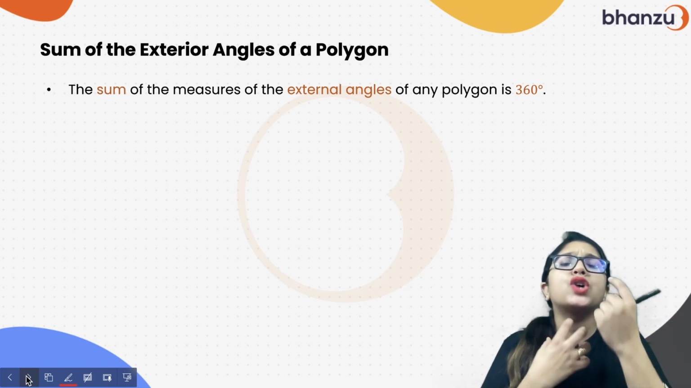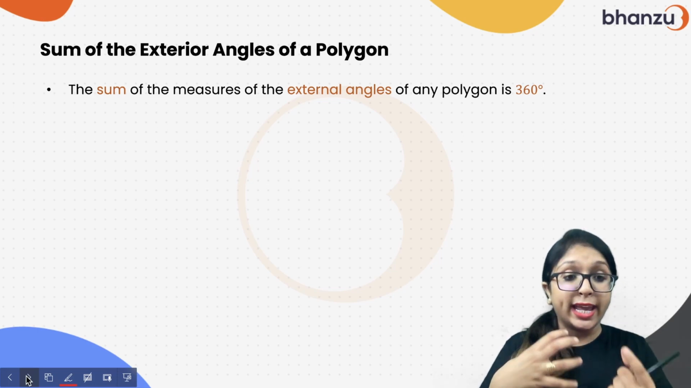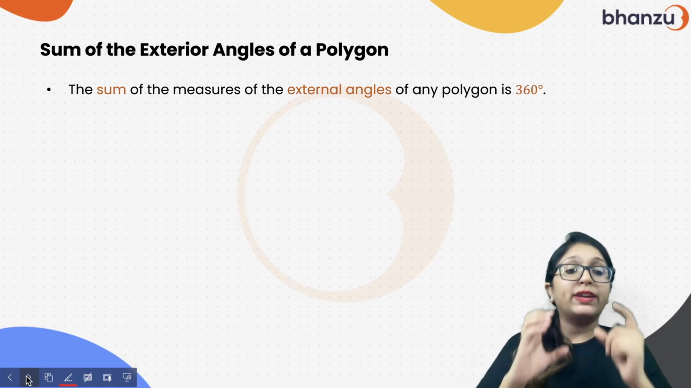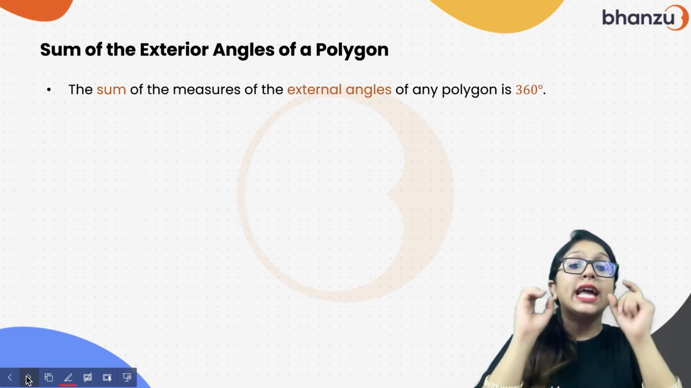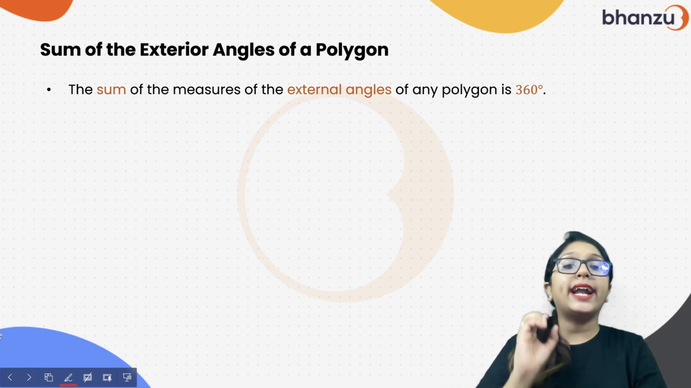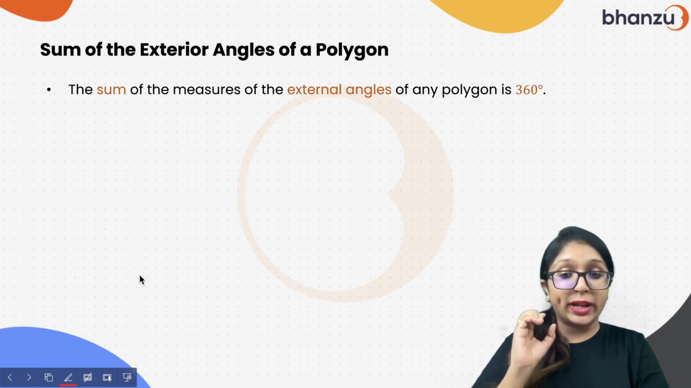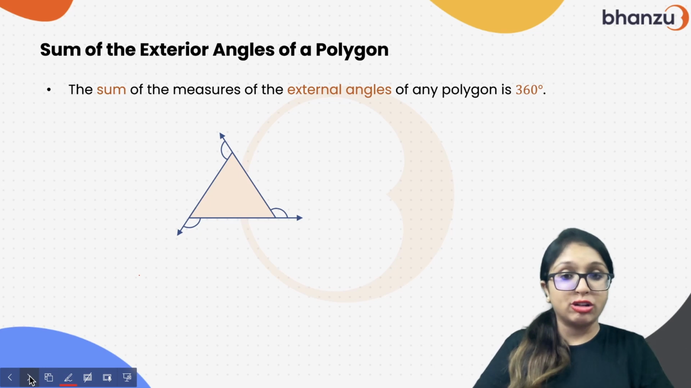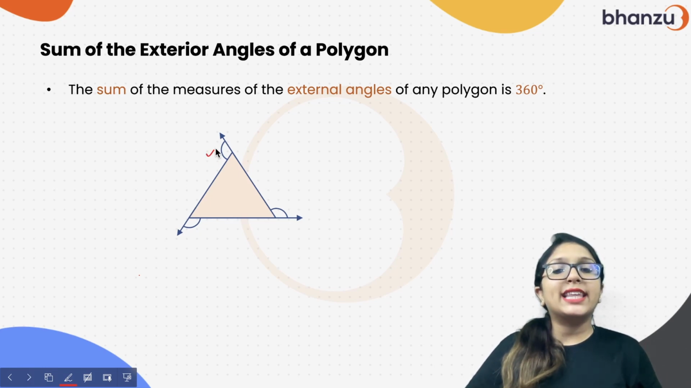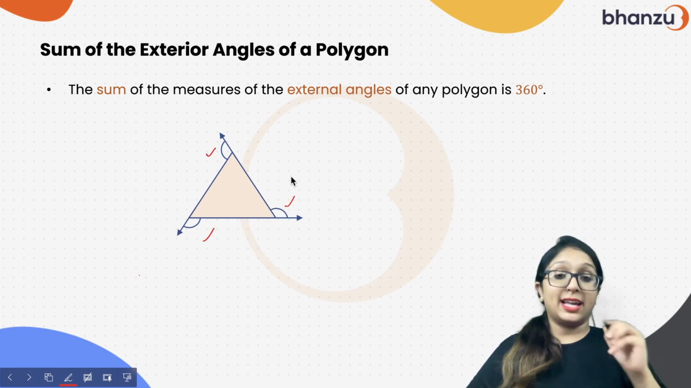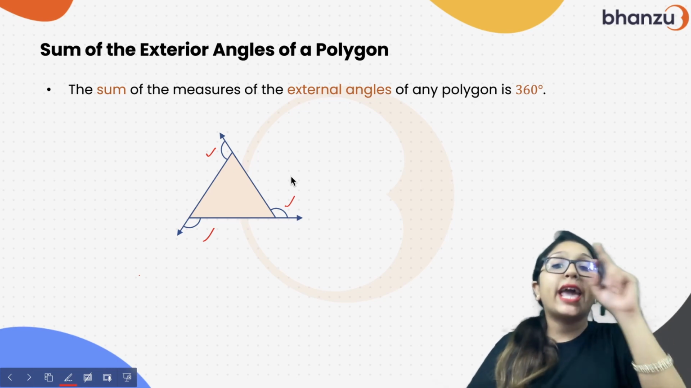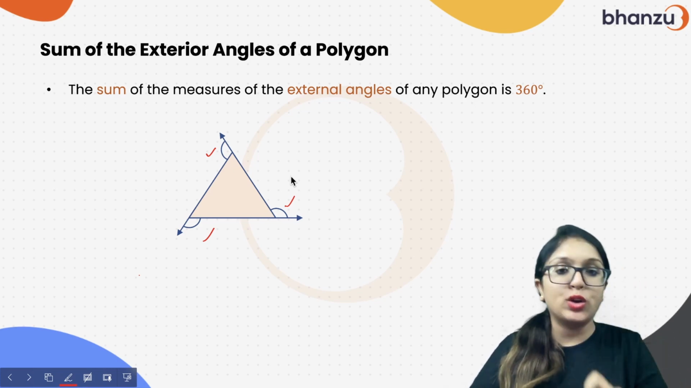So what is this external angle or exterior angle? This is an angle between a side of a polygon and an extended adjacent side. I'll quickly show it to you. How does it look? So here you can see that this and this, all of these are external angles only, okay?